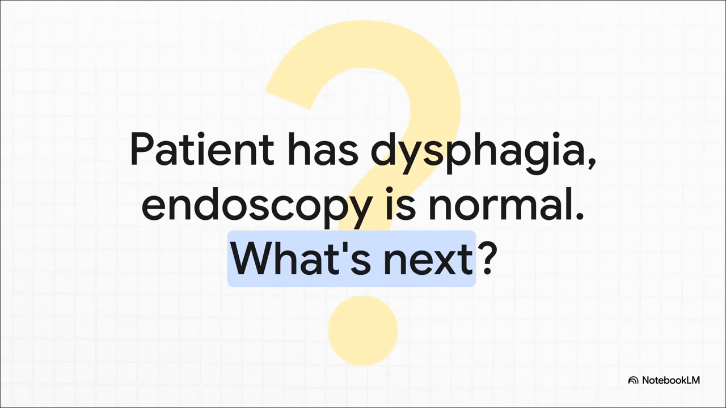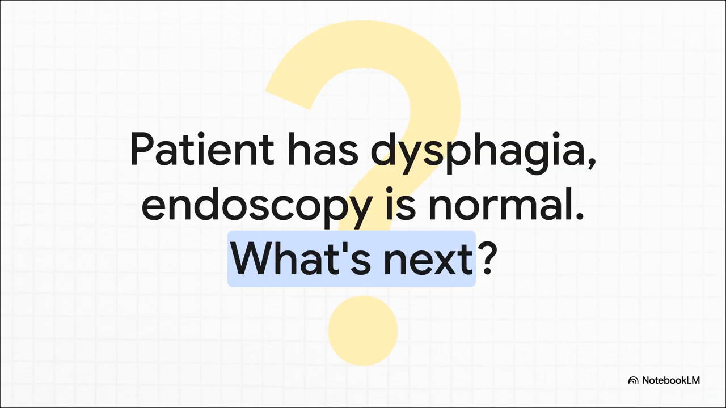Let's make this real. Picture this classic scenario. A patient comes to you complaining of dysphagia. They feel like food is getting stuck. So you do the right thing, you take them for an upper endoscopy to look for a structural cause, and nothing. It's totally clean. No rings, no strictures, biopsies are negative. So what do you do now?